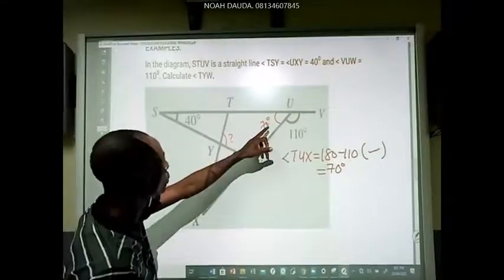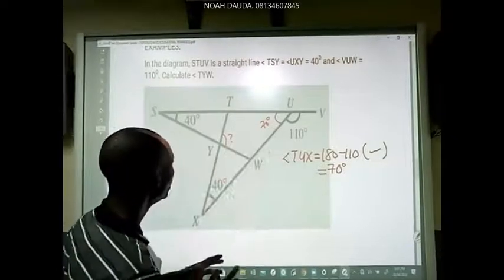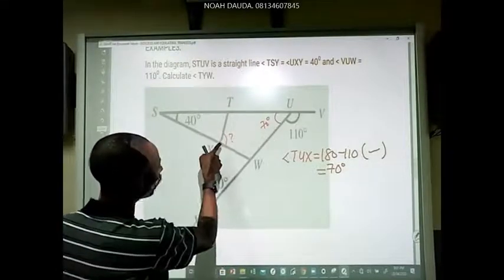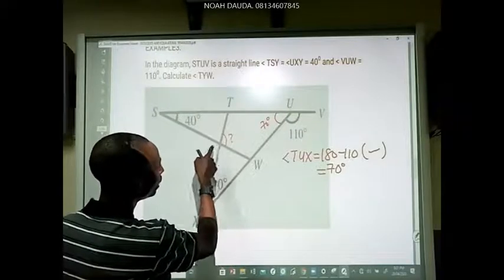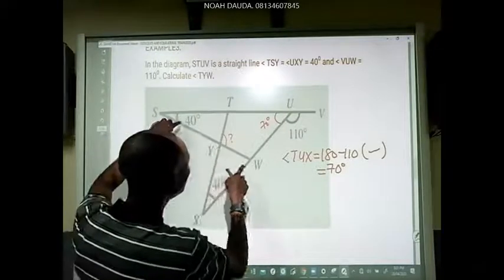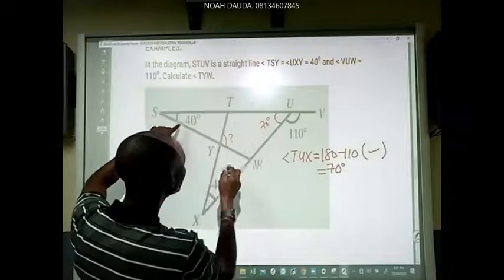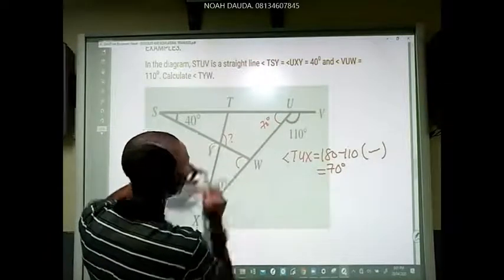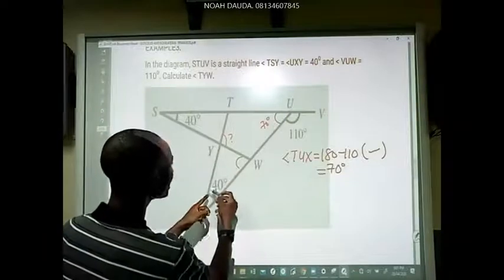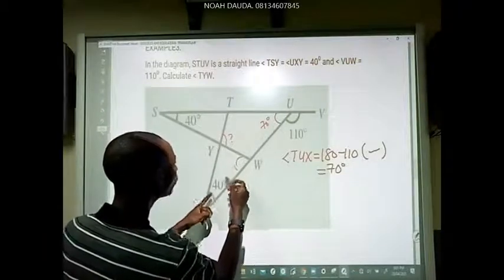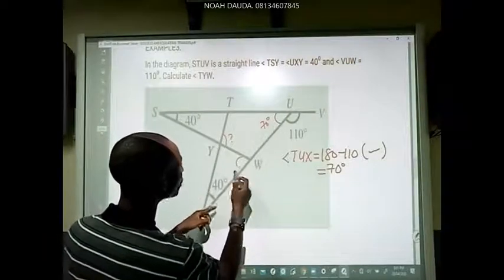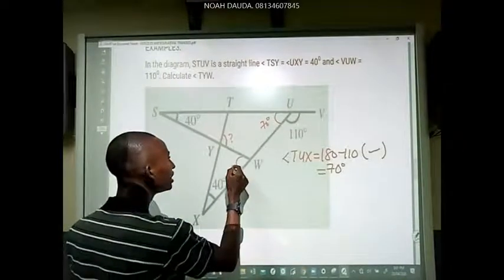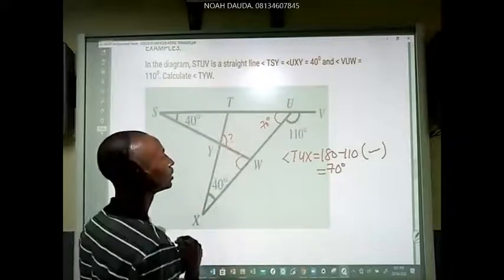Now that you have been able to determine the value here, do not forget your mission. Your mission is to determine this particular angle. And to determine this particular angle, you can also determine this angle. The sum of the two opposite interior angles of a triangle equals the exterior angle. It means that once you know what is here, you can easily determine what is here.